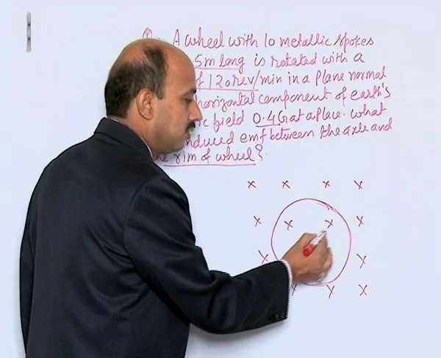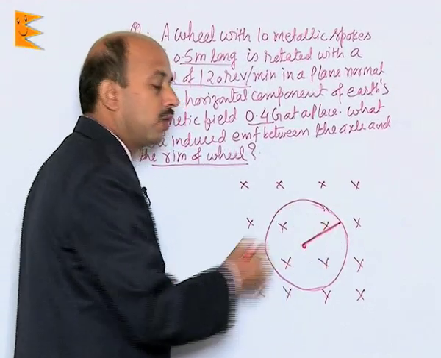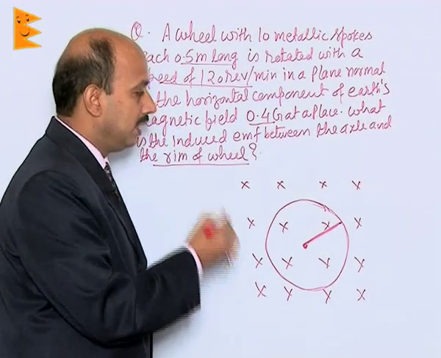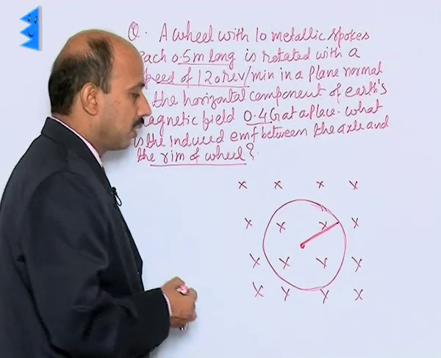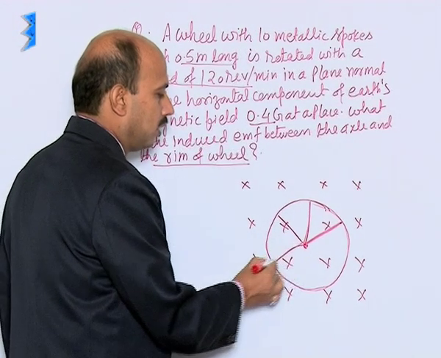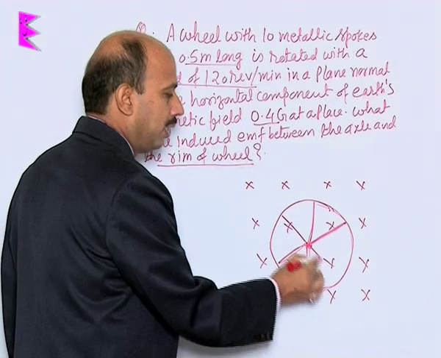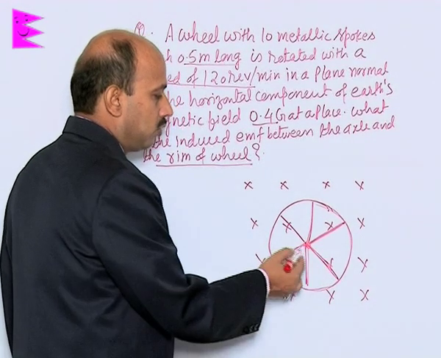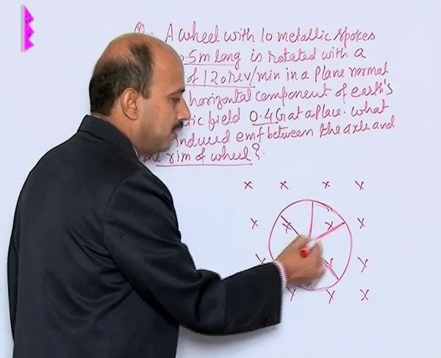In this case, this is the radius, or one spoke here, which is equal to the radius of the wheel, and many spokes are connected like this. So, there are 10 spokes over here. We can take any one of the spokes here.